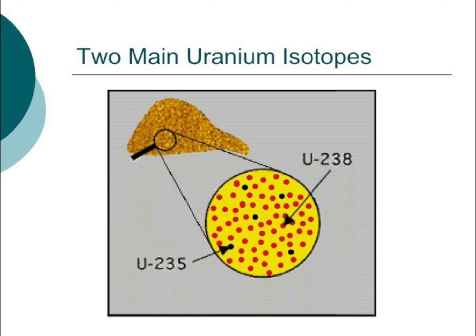There are two main uranium isotopes. One we've already looked at, which is U-235, and that's a fissile isotope. And the other is a slightly more massive isotope, U-238. U-238 is not fissile. When it's bombarded, it does not split into two. It does not release energy, so it's not a fissile material. So U-235 is the material that nuclear reactors use because it's fissile.